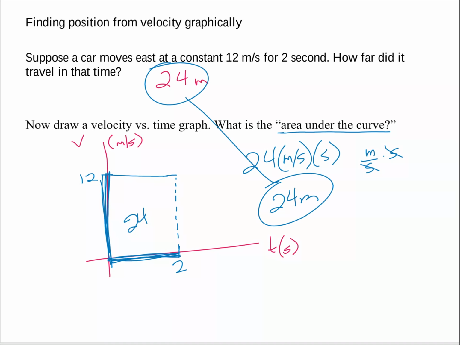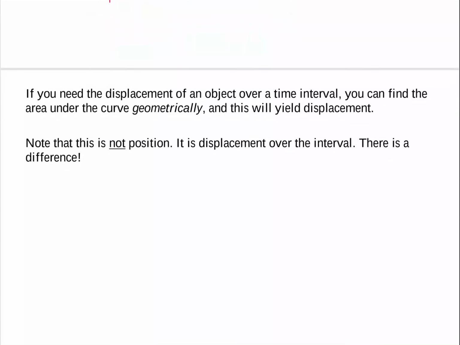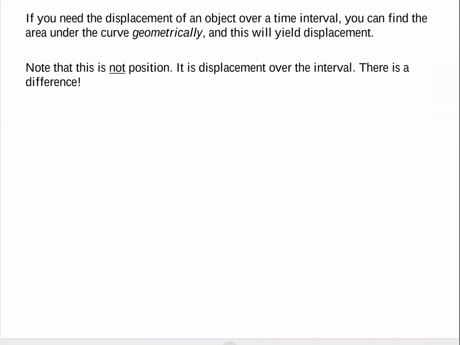And what I'm getting at here is the area under the curve of a velocity versus time graph will tell you your displacement, okay? Which is kind of neat. So if you have a geometric situation on a velocity versus time graph, and you can calculate the area under the curve, it will tell you your displacement over that time interval. It is not position. I think I just misspoke. This is not position. It is displacement.